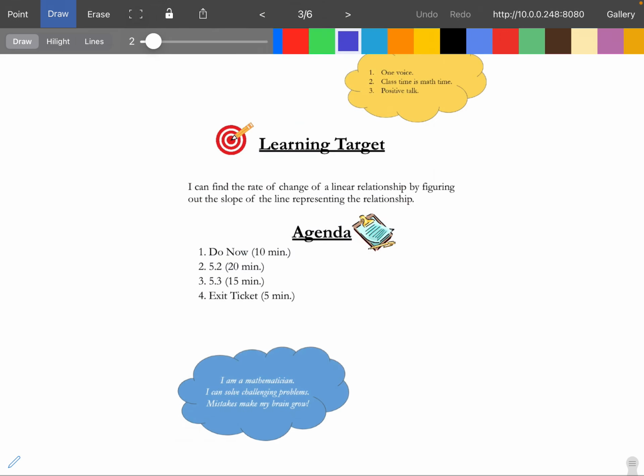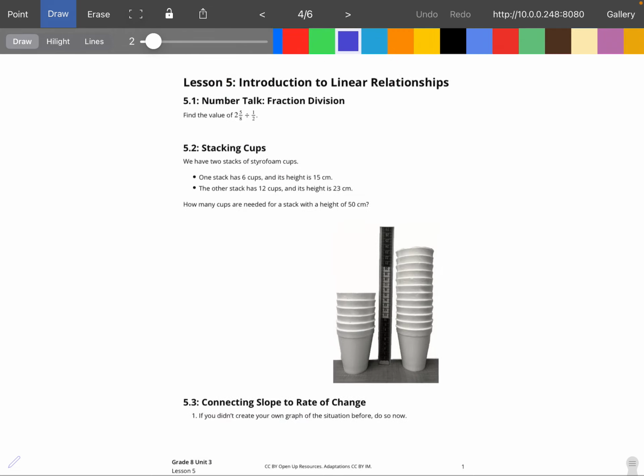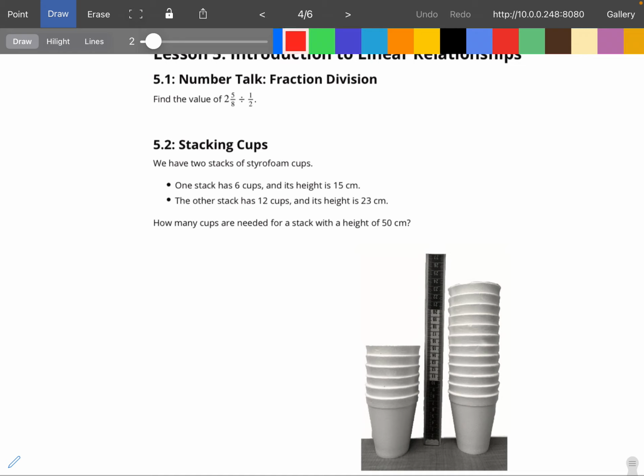Okay, today's learning target, kind of our core lesson for today, is: I can find the rate of change of a linear relationship by figuring out the slope of the line representing the relationship. And so we're going to focus on 5.2 and 5.3. We're going to skip 5.1.